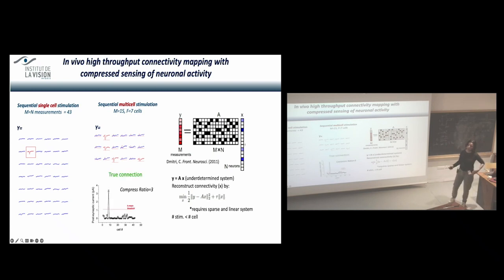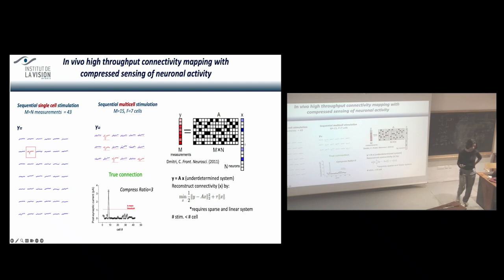So we built a number of metrics as big as the cells, and then we looked to what extent we can stop and still find a good response. We found that we can retrieve the connected cells with a compression ratio of 3.